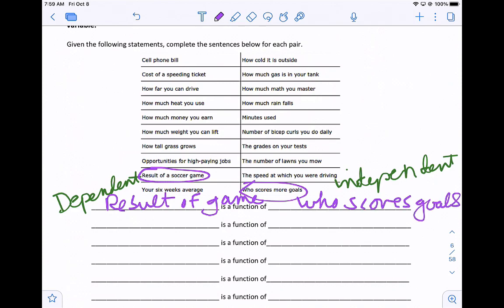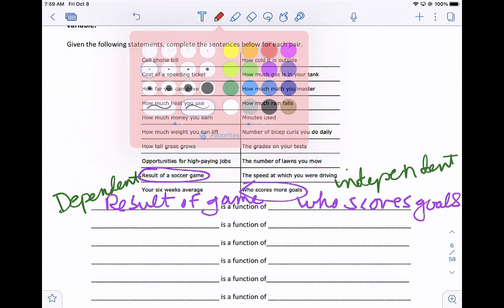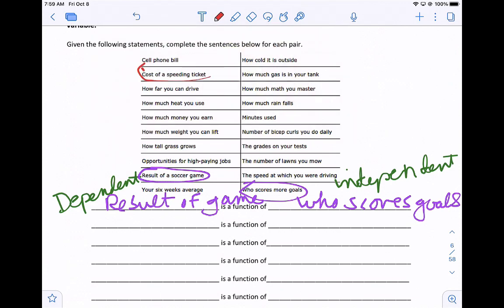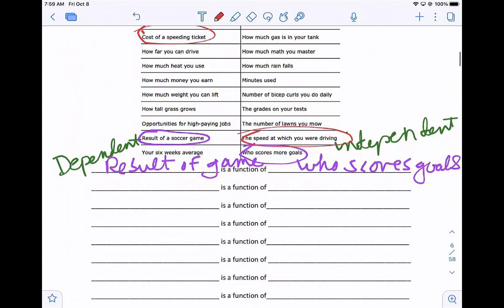Okay, so whoever scores more goals, that's the independent variable, and then who wins depends on who scores more. Let's do another one. How about cost of a speeding ticket? What does that depend on? Cost of a speeding ticket depends on the speed at which you are driving. So we say that cost is a function of speed. Speed would be the independent variable, and then the cost of your speeding ticket would be dependent on that.